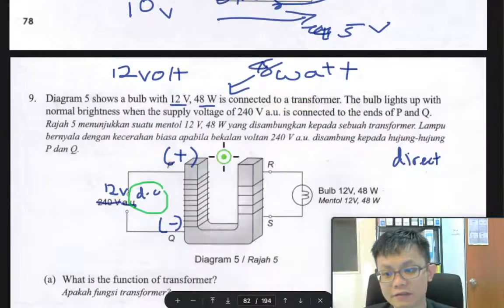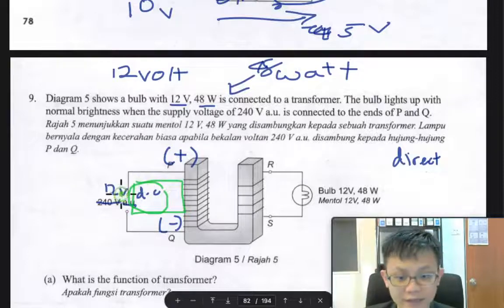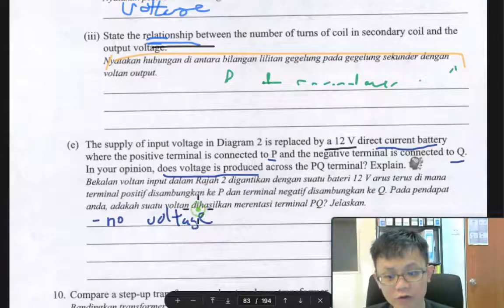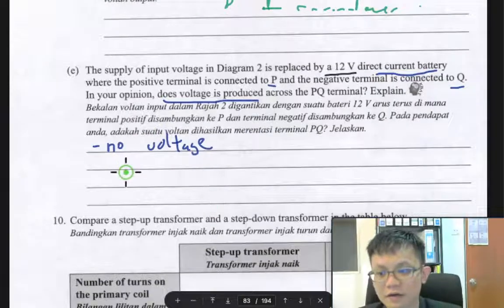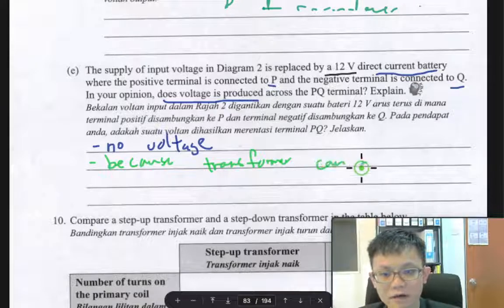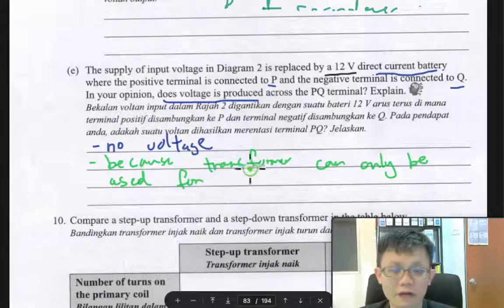But the question already says this is DC. So if you put it in, I don't think anything will happen. That is why the answer says no voltage, because transformers can only be used for alternating current.